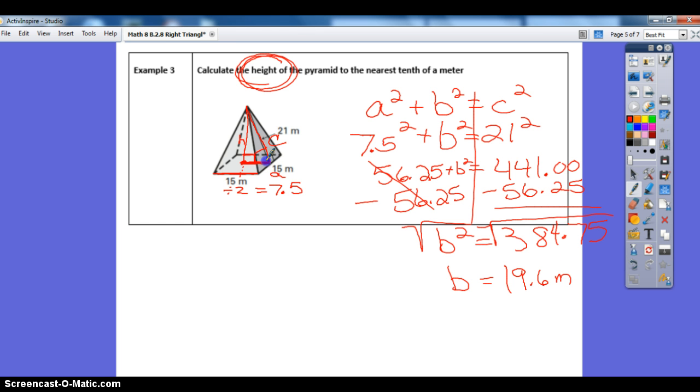Okay, so don't let the pyramids get you on the bases. If they give you the full base, make sure you divide it by 2 and take half. Just like on a cone, if they give you the diameter, you have to cut it in half to get the radius. What's half of the diameter? The radius.